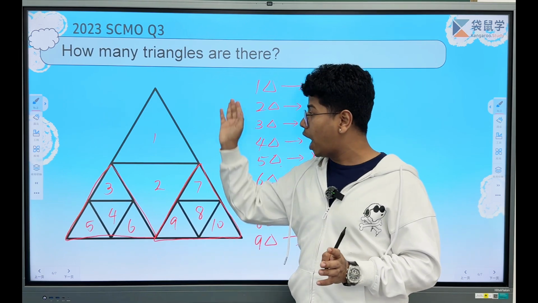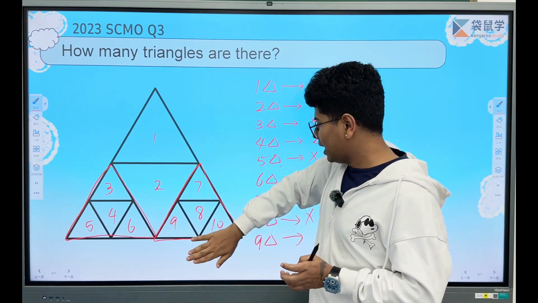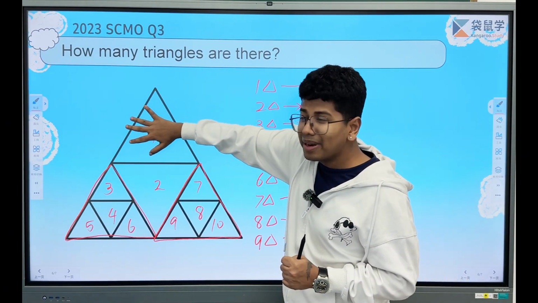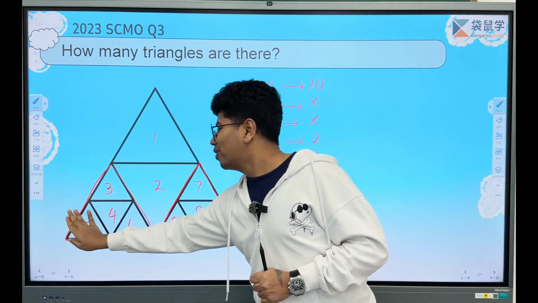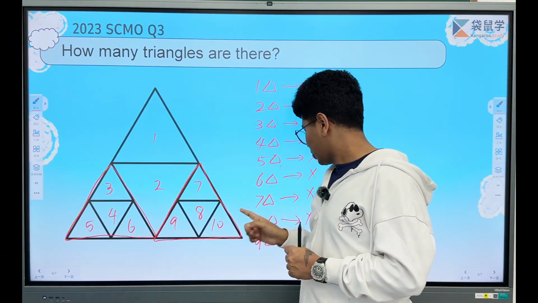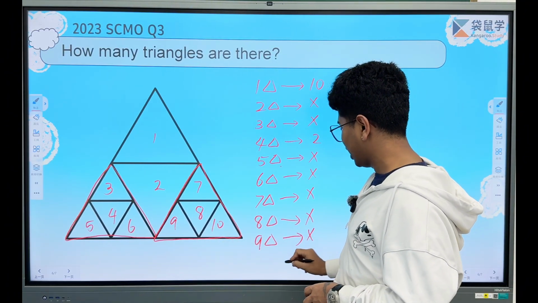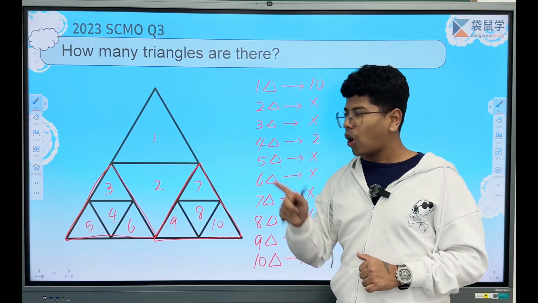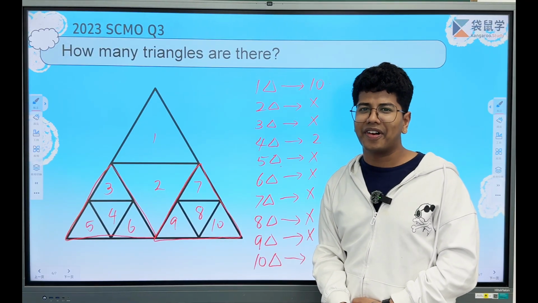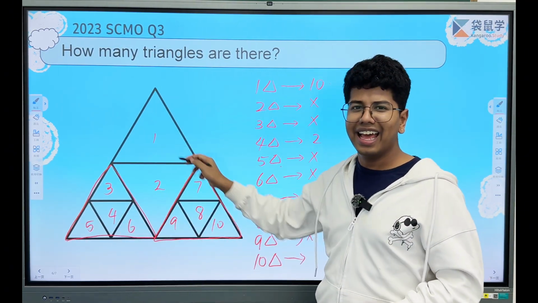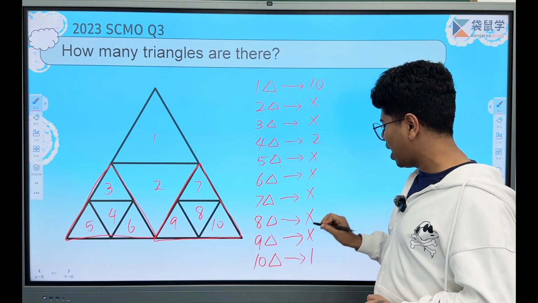Can we check any 9 triangles together? 9 triangles means out of 10, we remove 1. Let's say I remove this one. Does it form a triangle? No. How about if I remove this one? How about if I remove this one? Any one I remove doesn't form a triangle. So 9 triangles also not okay. How about 10 triangles together? When I combine all 10 triangles together, does it form a triangle? Yes, it does. It forms the bigger triangle. And this means there is one triangle.